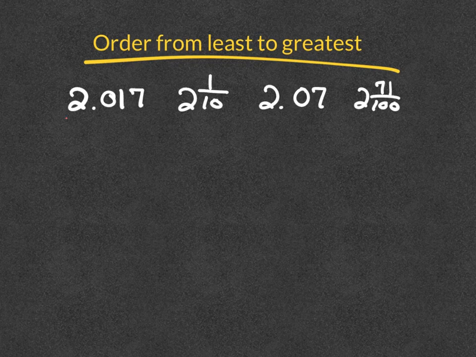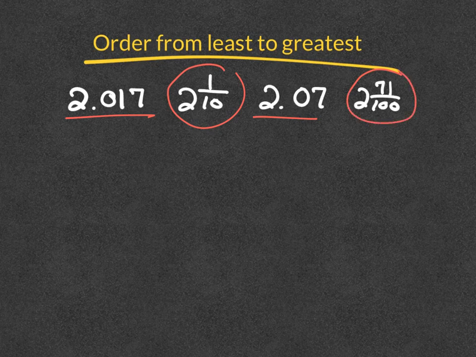Now we're going to look at decimals and mixed numbers. Mixed numbers have a whole number and a fraction. So our first step is we need to change the mixed number to a decimal. So our whole number is 2 and our fraction is 1/10. So I'm going to write 1/10. The 1 is in the 10th spot.